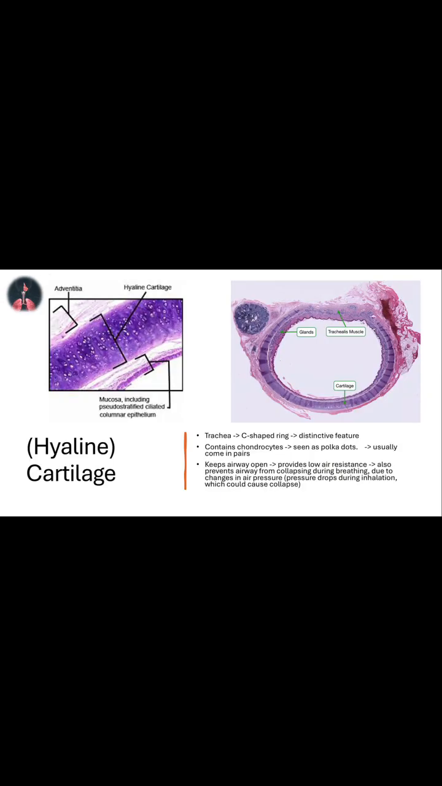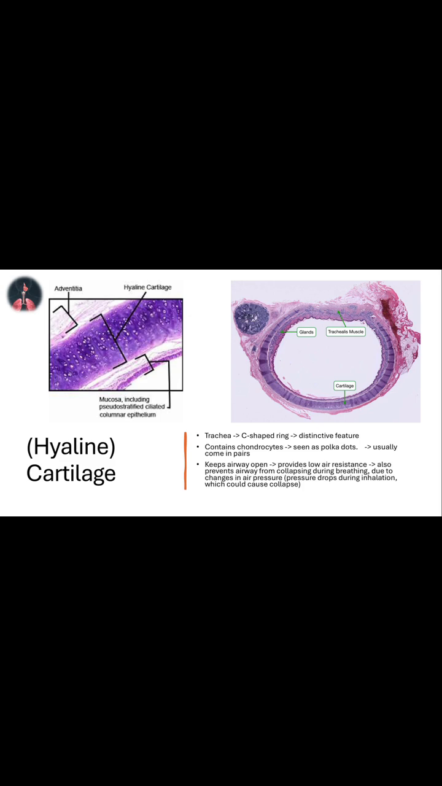Now let's go over those parts in some more detail. The cartilage is really important because it stops the trachea from collapsing. If you imagine a straw, when you suck up liquid in the straw, sometimes you can see the edges of the straw cave in. And that's because the pressure decreases as you suck the air up. And that is exactly what happens when we breathe in.